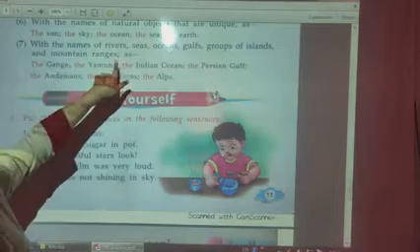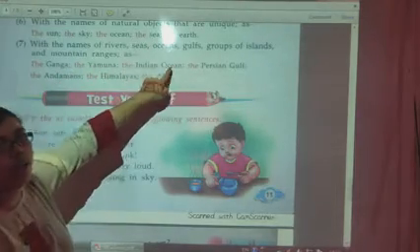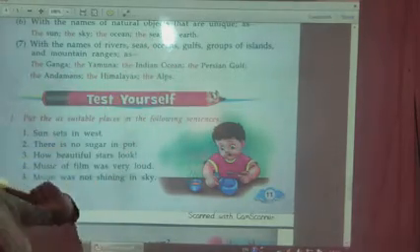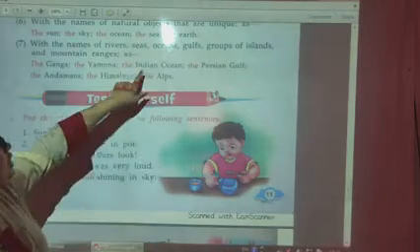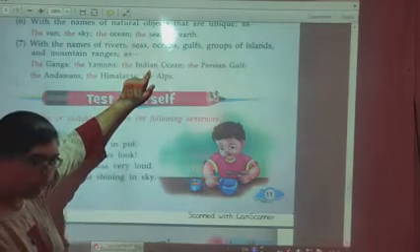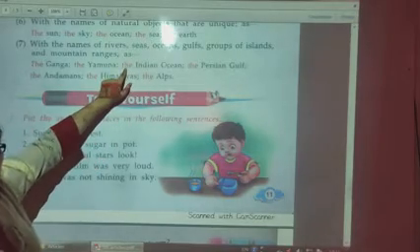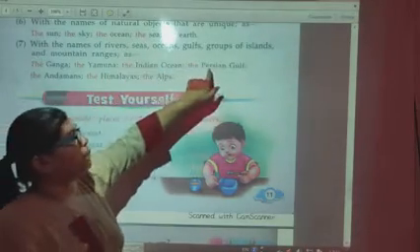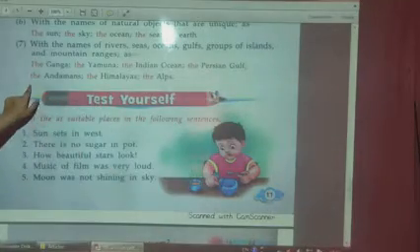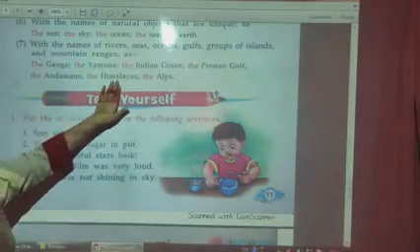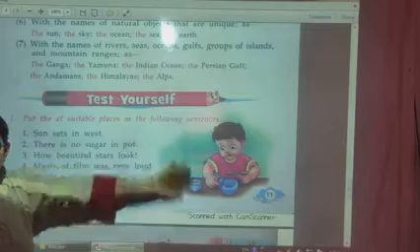The Yamuna, the Indian Ocean. Only one ocean is there. One ocean is there, that is the Indian Ocean. There are not two Indian Oceans. So, the Indian Ocean, the Persian Gulf, the Andamans, the Himalayas, the Alps. Okay?